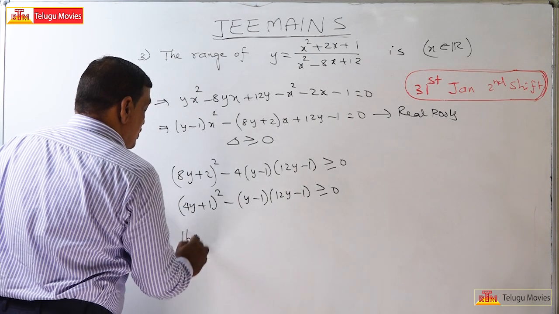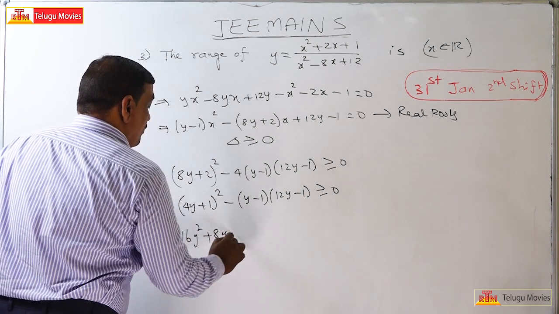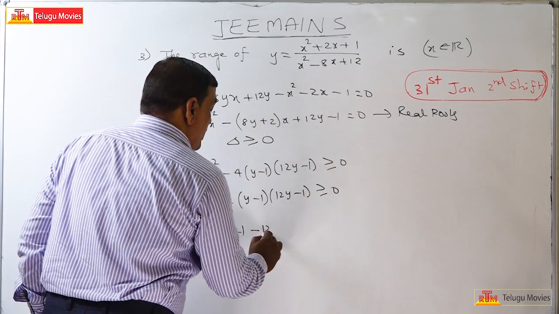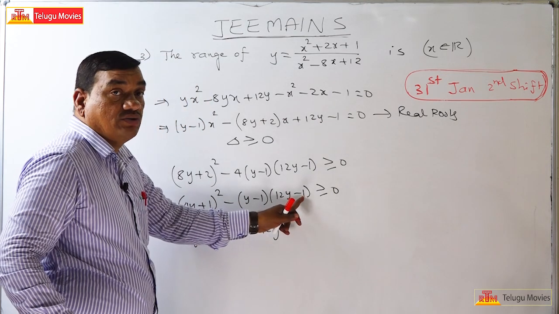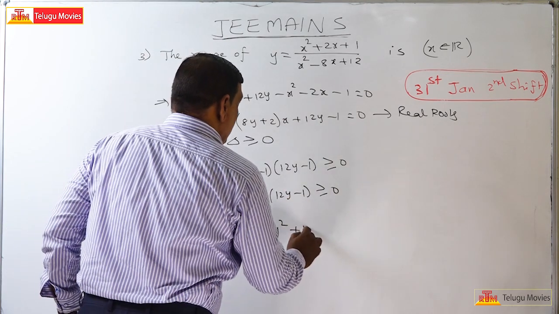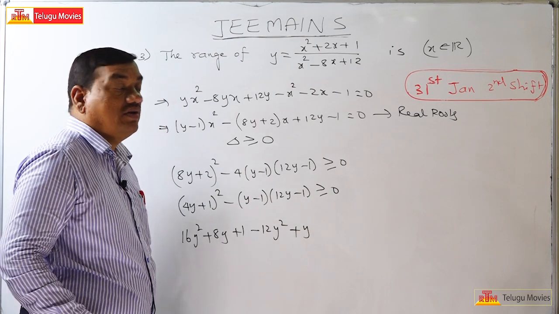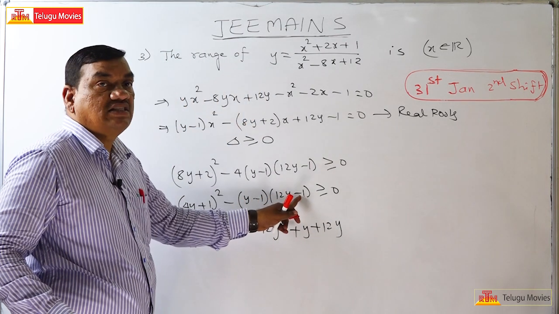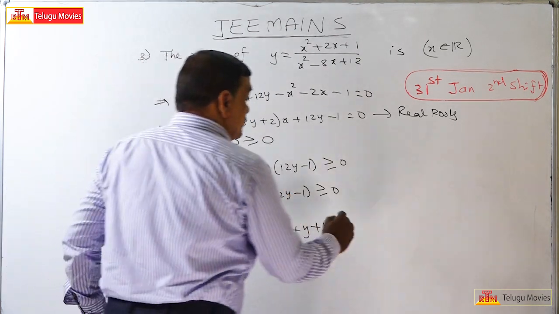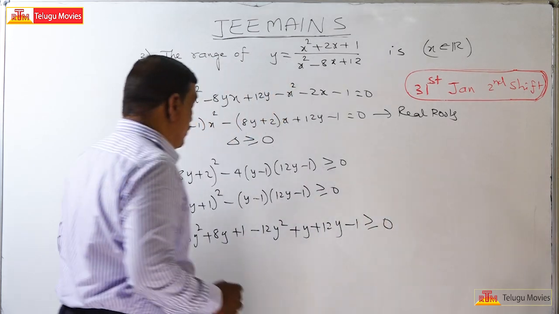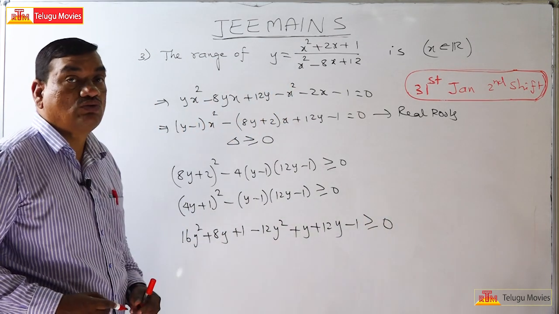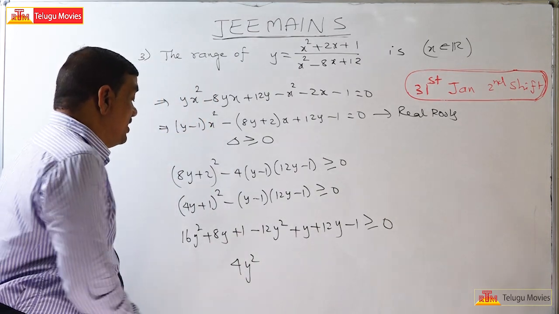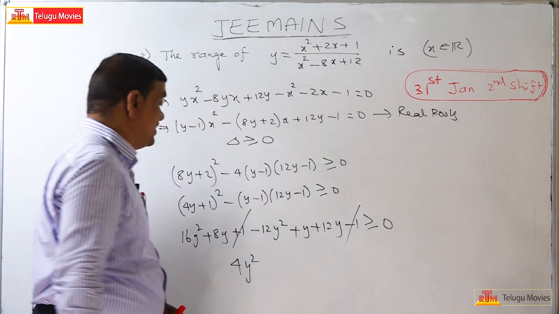So this is equal to 16y square plus 8y plus 1. Now multiply inside: y into 12y is 12y square, y into minus 1 is minus y, already minus is there, plus 12y, and minus into minus is plus, so minus 1, greater than or equal to 0. So 16y square minus 12y square is equal to 4y square. Okay now. So here plus 1 minus 1 will get cancelled.